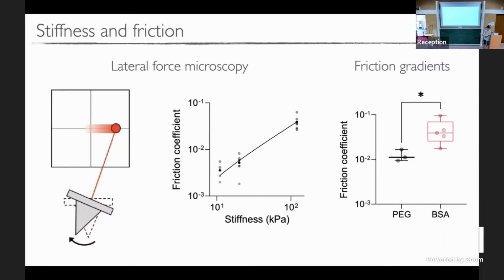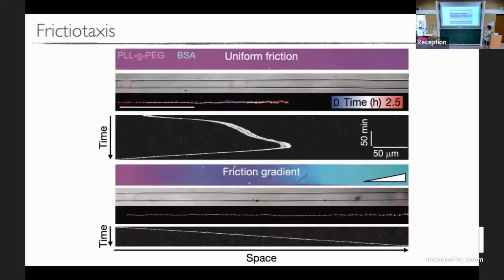And then we can mix both and generate friction gradients. And that's what Adam did. First, if you mix PEG and BSA uniformly, then you get a channel with a uniform coating, which has a uniform friction. And then cells move in the same way as before. They reverse every once in a while. You see this reversal event, which is consistent with pipe stability.